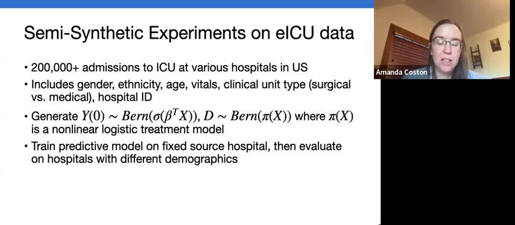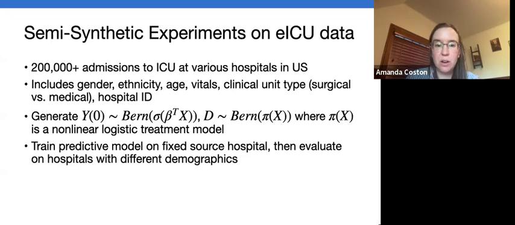For the experiments I'm going to show today, we're going to do a semi-synthetic approach so that we can evaluate against ground truth. We're going to use these real-world covariates to capture real-world covariate shifts, but then we're going to generate the potential outcomes and the treatment decisions so that we can compare against ground truth. I put down the specifications here for how we generate those variables. And then we will train a predictive model on a fixed source hospital to emulate the setting where somebody trains a model on one particular geography, one particular hospital.